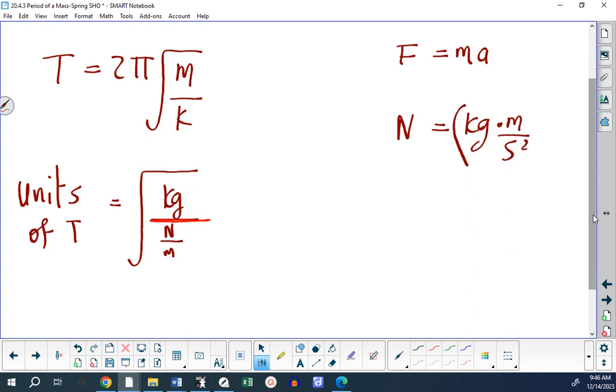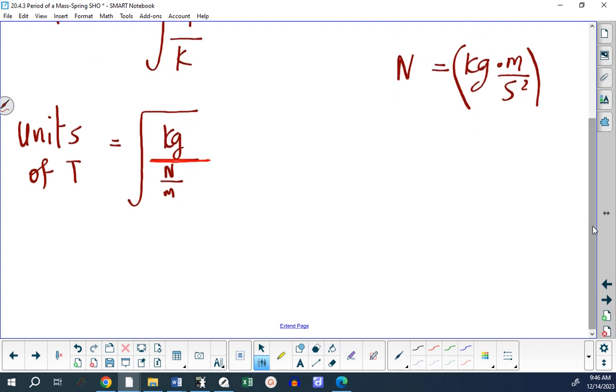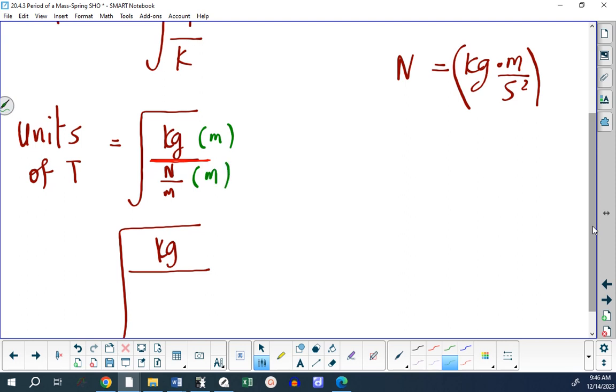So I'm going to put this set of units right where that newton is, and I end up with the square root of kilograms over, it's going to be really messy. In fact, you know what? Let's get rid of a little bit of the messiness here by multiplying the top and the bottom of this fraction by meters. It becomes the square root of kilograms times meters over newtons.